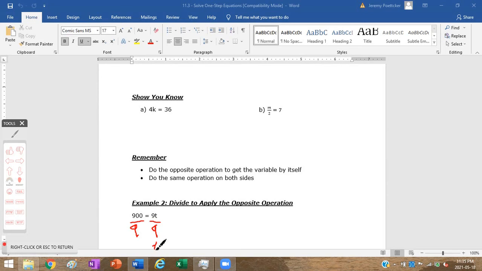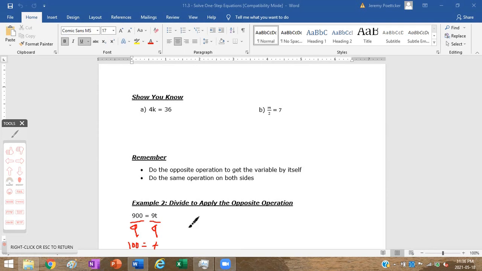And on the other side, 900 divided by 9, I can do that in my head. That's 100. If I couldn't do it in my head, I could use a calculator. And so I've got t is equal to 100. Now, I probably could have done this by inspection, absolutely. But we start with easy ones so that you can do it kind of by inspection to check it, and you also do the problem using the opposite operation, because at some point in the future, you're going to get to questions that are just too hard to solve by inspection.